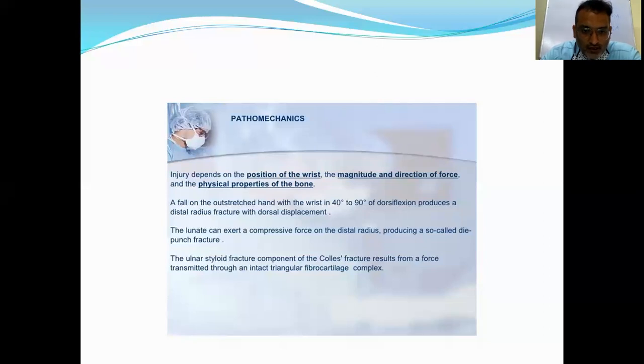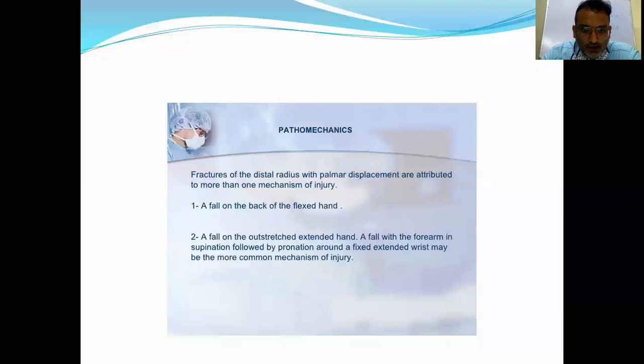Unlike a styloid fracture, the Colles fracture component results from a force transmitted through an intact triangular fibrocartilage complex. An ulnar styloid fracture can also happen in a distal radius fracture, which is due to a strong pull of the triangular fibrocartilage complex. Fractures of the distal radius with palmar displacement are attributed to more than one mechanism of injury.